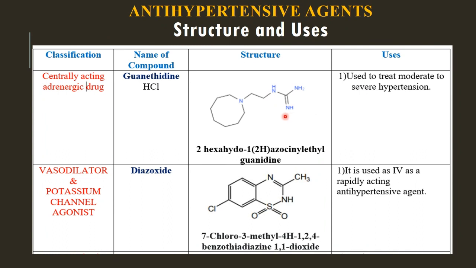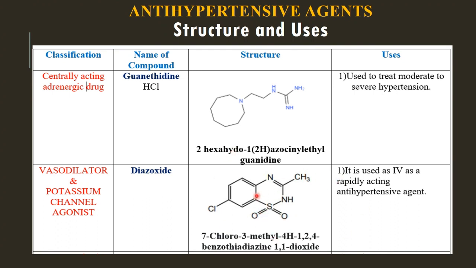So the next classification is the vasodilators, and it also comes under the classification of potassium channel agonists. What is the name of the compound? Dioxide. Now look into the structure. Here you have the benzothiazine. What is thiazine? Thia means sulfur group is present, and aza means nitrogen, so it has two nitrogens at 1 and 3 positions. At one position there is an oxide present, so it is 1,1-dioxide.